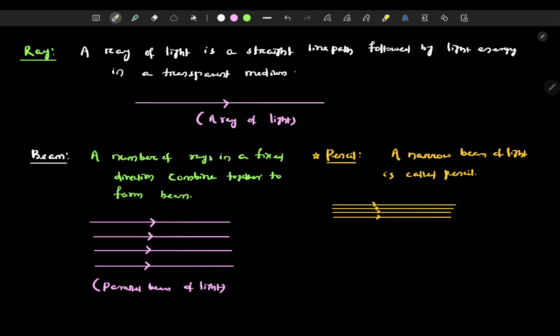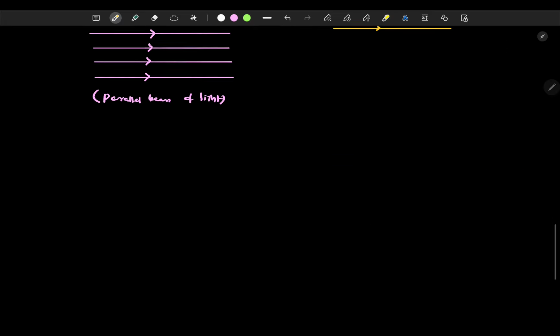Next, remember, beam and pencil are categorized into 3 groups: convergent beam, divergent beam, and parallel beam. Like this, convergent pencil, divergent pencil and parallel pencil. So basically we will discuss beam. Next is types. Beam is categorized into 3 groups. One is your convergent beam.